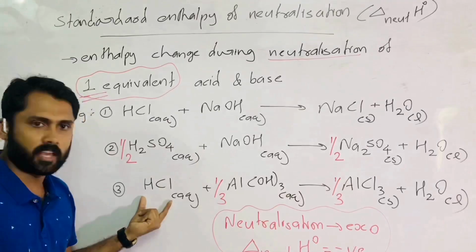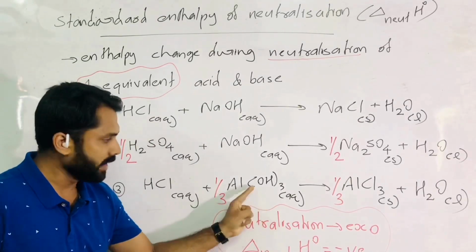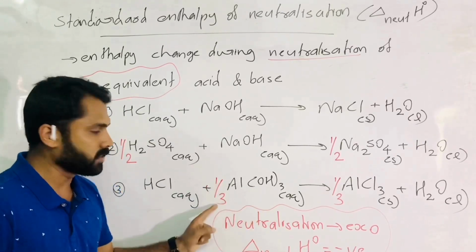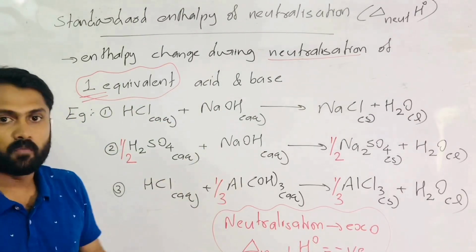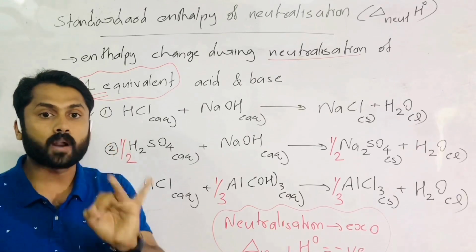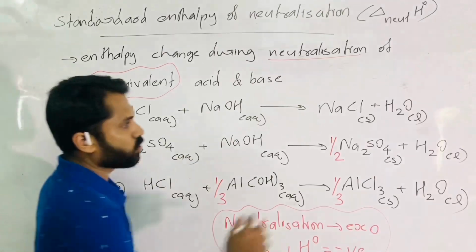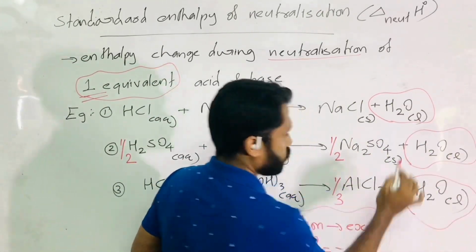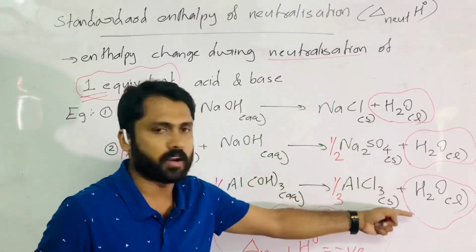Then HCl, 1 mole, 1 equivalent, no doubt. What about Al(OH)3? Its valence is 3. 1 mole means 3 equivalents, so 1 by 3 mole means 1 equivalent. So, in these balanced equations, we have to focus on the point that acid and base are 1 equivalent each. In these reactions, there is a common substance. What is it? H2O. In all reactions, 1 mole H2O is formed.